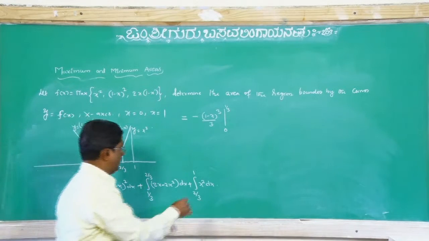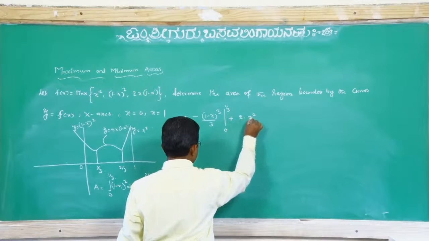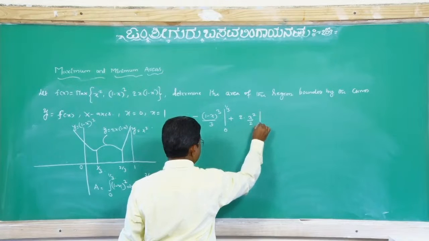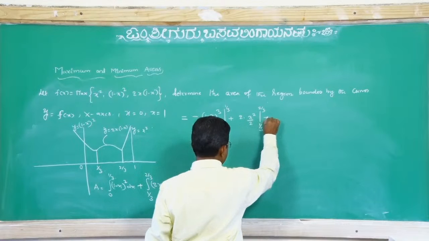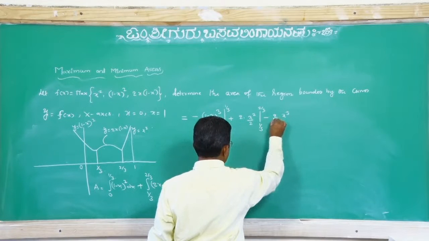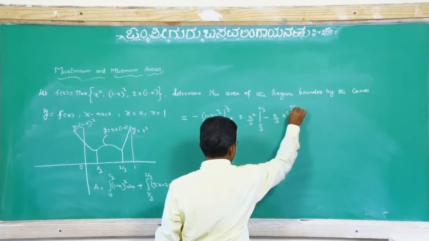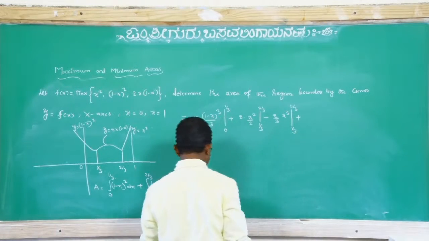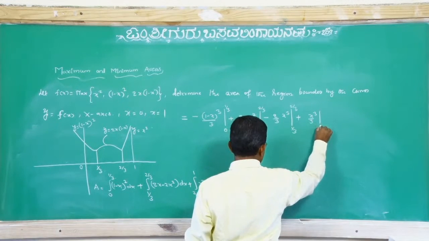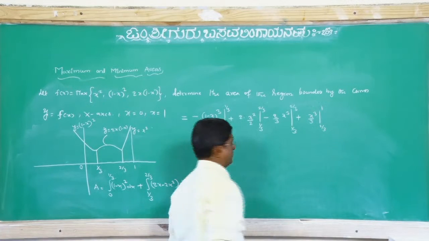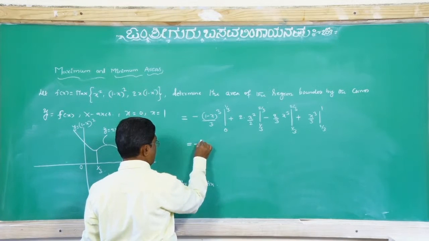Plus here 2 into the integral of x, which is x square by 2, between the interval 1 by 3 to 2 by 3, minus 2 into the integral of x square, which is x cube by 3, over the interval 1 by 3 to 2 by 3, plus the integral of x square, which is x cube by 3, over the interval 2 by 3 to 1. Right? Now substituting the interval, we get the required solution.